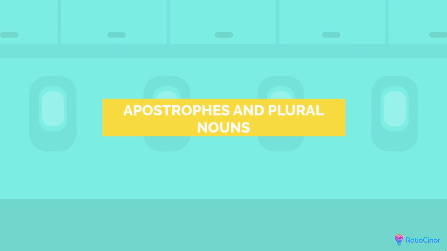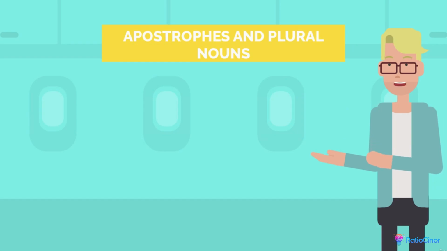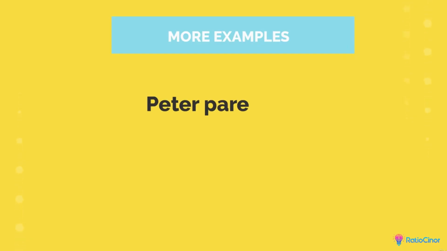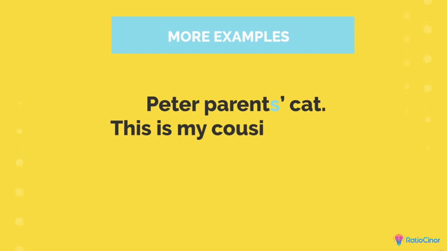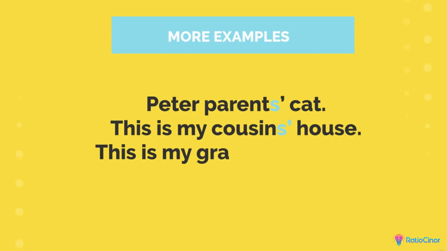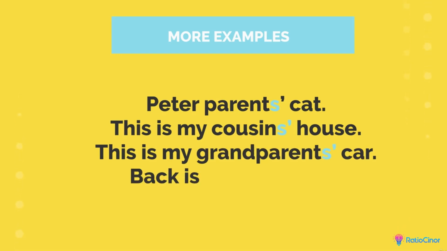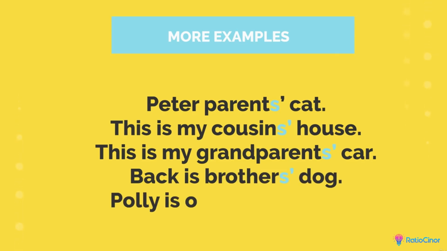Apostrophes and plural nouns. To show belonging with a plural noun, you can add an apostrophe with no S. Peter's parents' cat. Plural nouns use an apostrophe with no S. This is my cousin's house. This is my grandparents' car. That is my brother's dog. Polly is our children's pig. For plural nouns that don't end in S, you should still add an S.